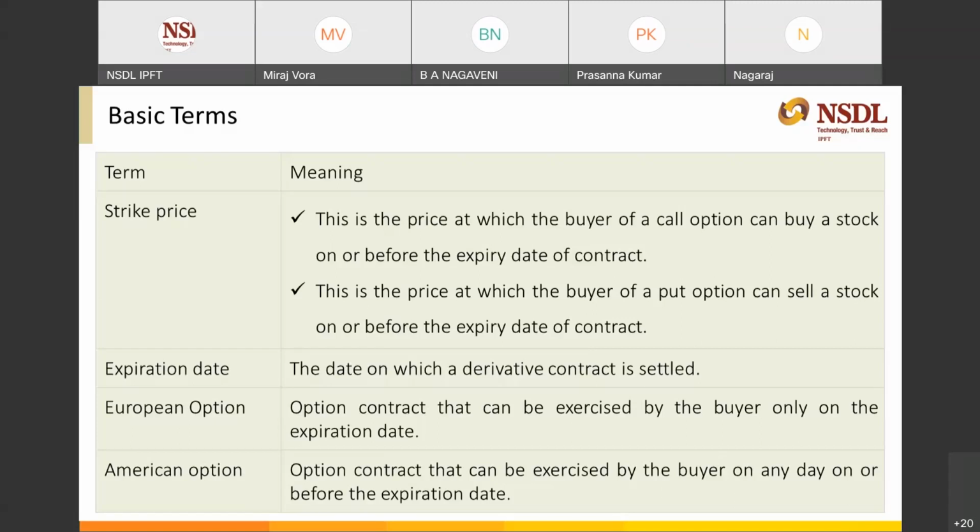The exchange defines the expiry date, which we already know. Now, the exchange also defines whether that option will be a European option or an American option. We don't need to get confused by the names. It basically means if you're holding a European option, you can exercise your right, that is to buy that particular stock or sell that particular stock, only on the expiry date. Well, if it's an American option, you can exercise your right from the day you entered the contract till the expiry date.